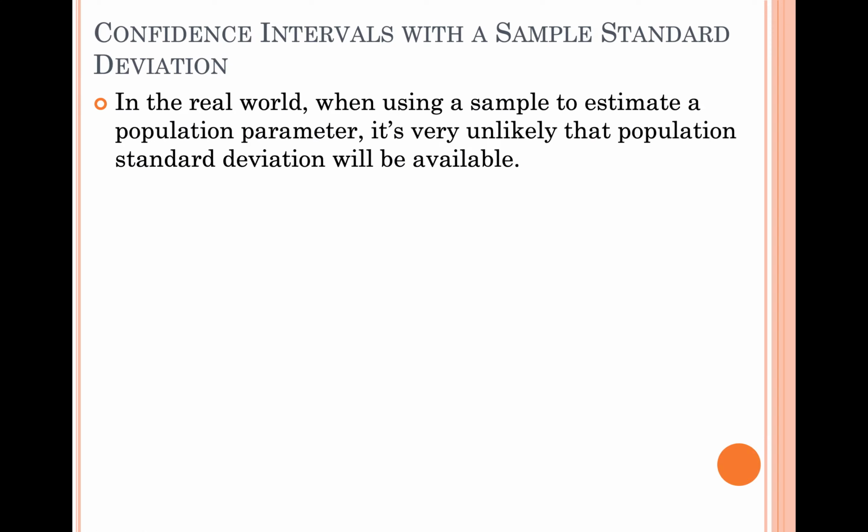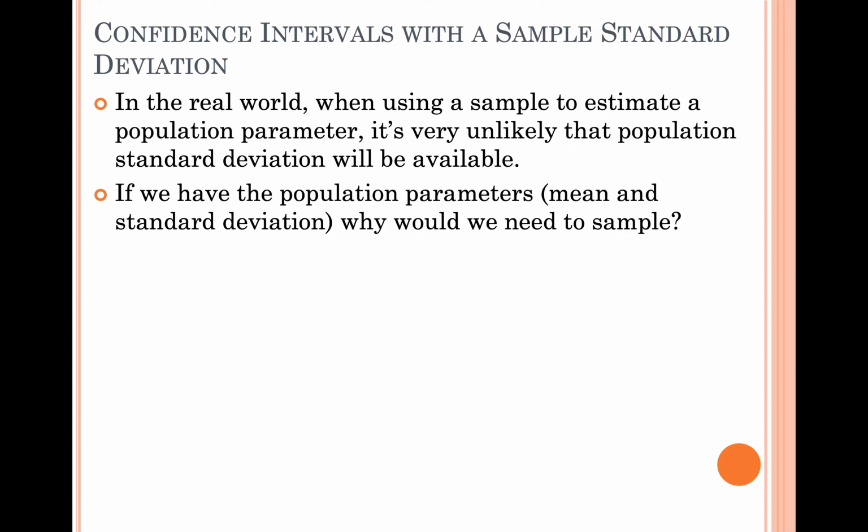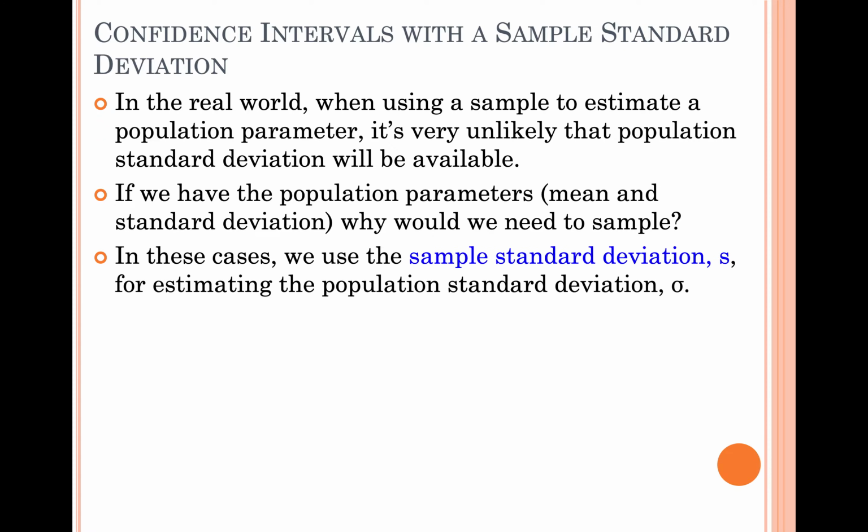So in the real world, when we use sample data to estimate a population parameter, like a population mean, it's very unlikely that we will have access to a population standard deviation. If population parameters like the mean and standard deviation were available, there would be no need to sample. So oftentimes we don't have access to the population standard deviation, and in those cases, we use the sample standard deviation instead. We symbolize our sample standard deviation with a lowercase s, and the population standard deviation is denoted with the lowercase sigma.